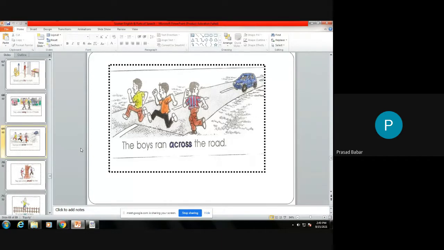From one spot to another spot they are running. Okay, and that is why it is called across.